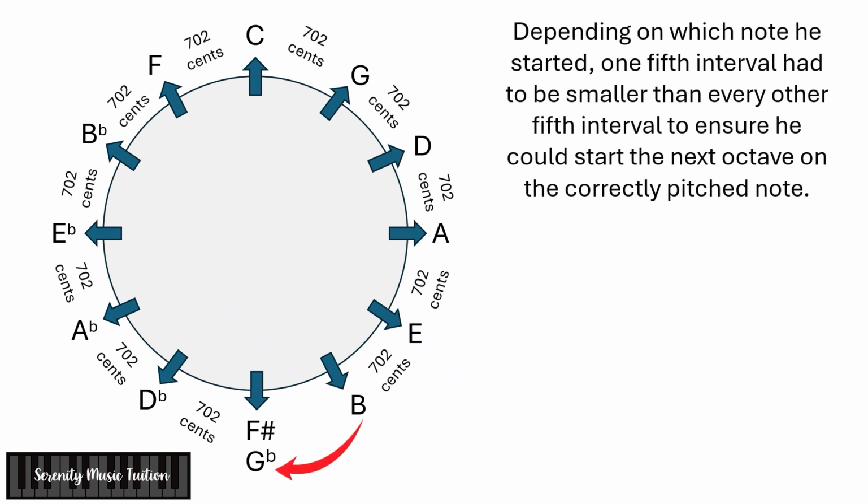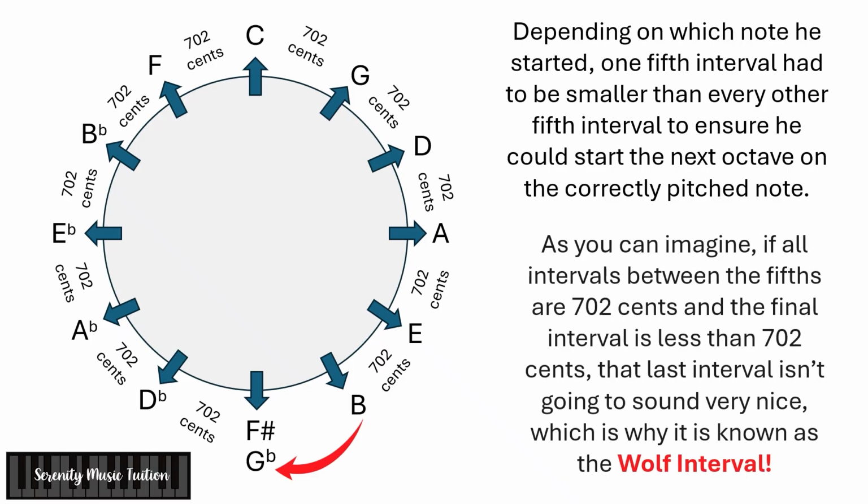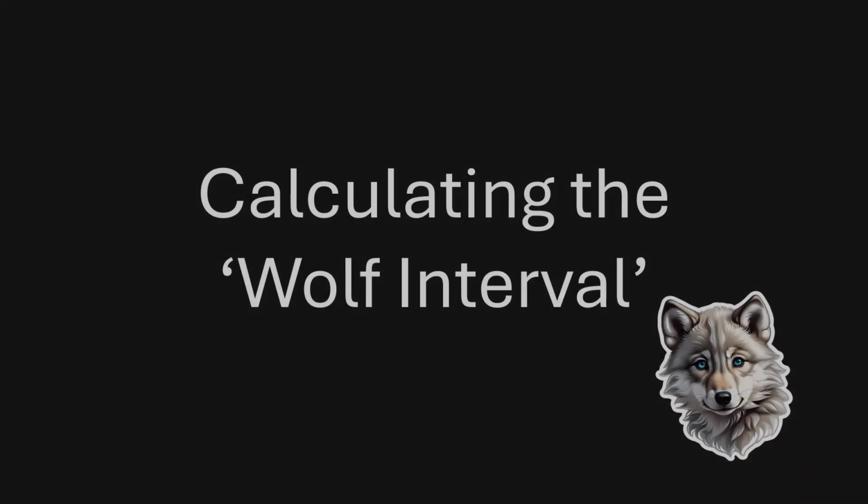Depending on which note he started, one fifth interval had to be smaller than every other fifth interval to ensure he could start the next octave on the correctly pitched note. As you can imagine, if all intervals between the fifths are 702 cents and the final interval is less than 702 cents, that last interval isn't going to sound very nice, which is why it is known as the wolf interval. So let's have a go at calculating the wolf interval.